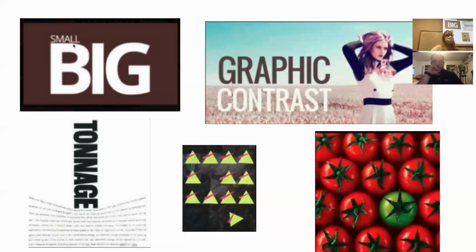So contrast is done a lot with text. So you have small and big, little and big. So you can do that with text. You can do contrast with the way text is actually arranged. You can do contrast when repetition is broken. Same thing here. In graphic contrast, you have the distinct line right there with the color.